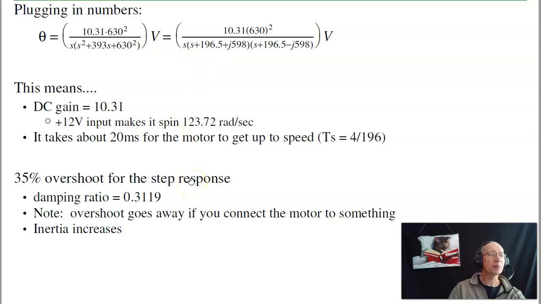And this kind of seems weird. Why would they build a motor with overshoot? Well, motors are designed to connect to a load. When I connect an inertia to it, that changes J, changes the transfer function, and I no longer have overshoot.